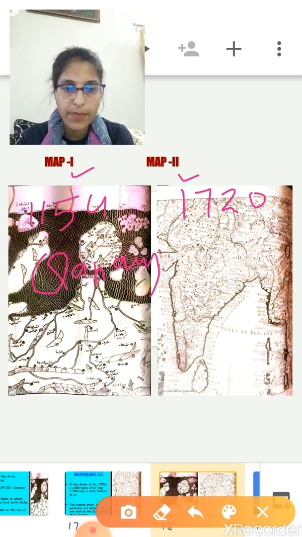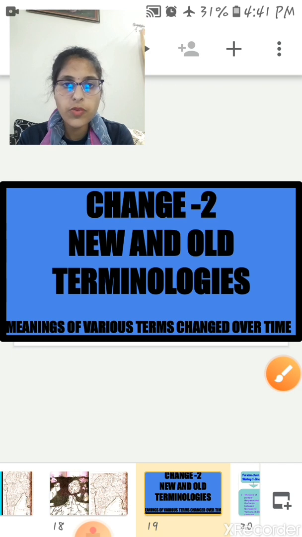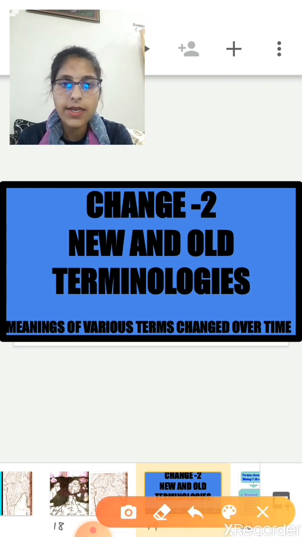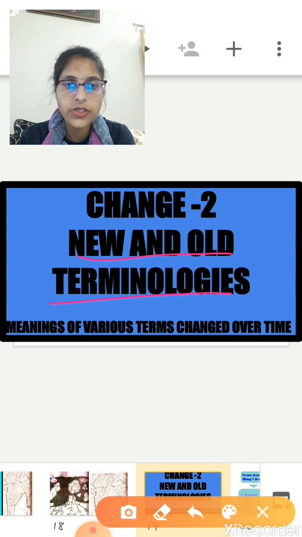This map appears to be more familiar to us, the coastal areas particularly more detailed. Clear? Okay. Now just move on to the next change. So the next change is regarding new and old terminologies. That means the meaning of various terms changed over time. Basically, new and old terminologies from past records exist in a multiplicity of languages.